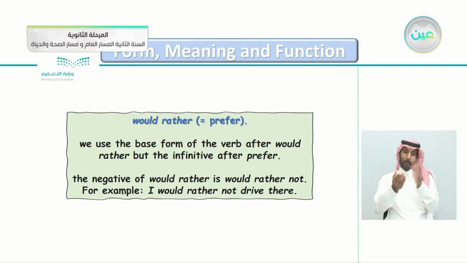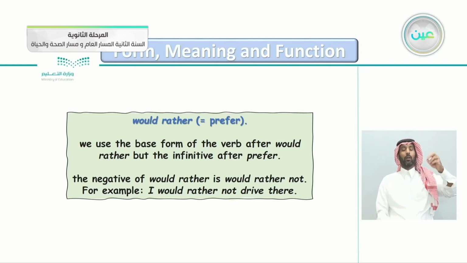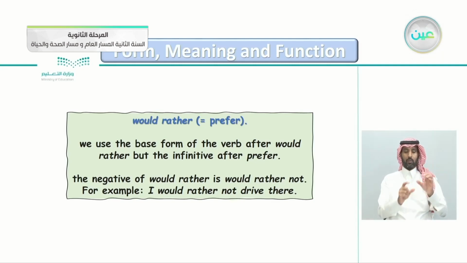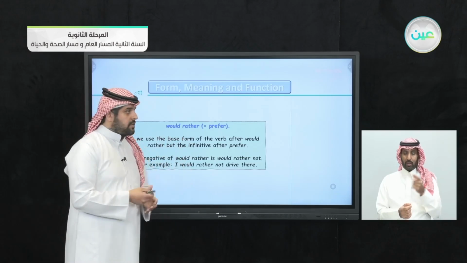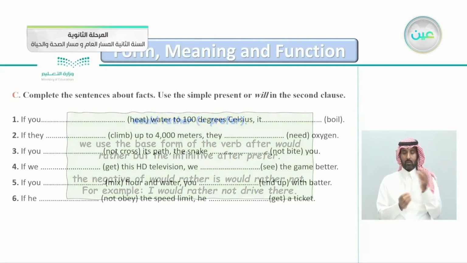The negative of would rather is would rather not. Remember this. The negative of would rather is would rather not. For example, I would rather not drive there. You don't say I don't rather. You say I would rather not. So this is the negative form of would rather.